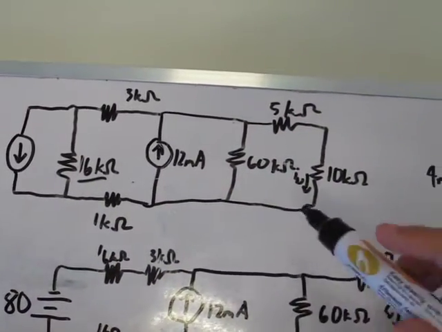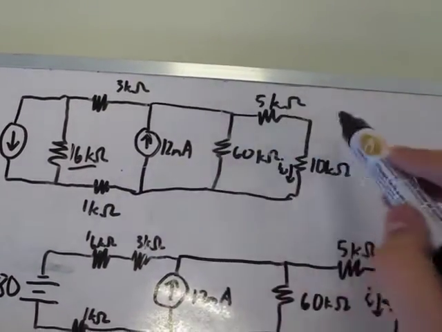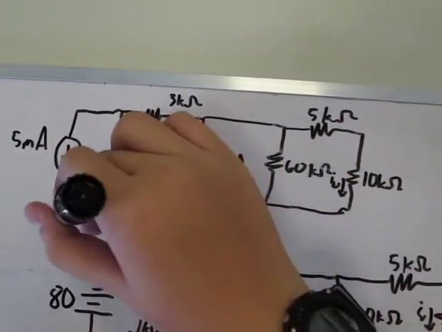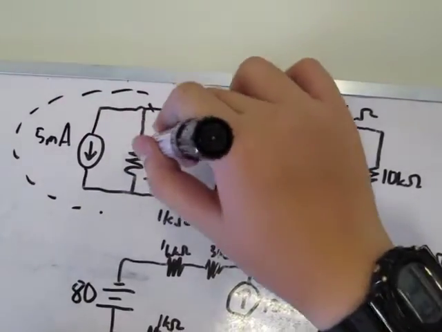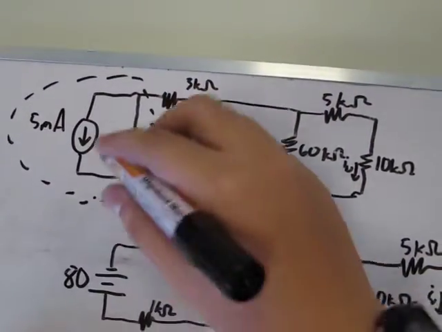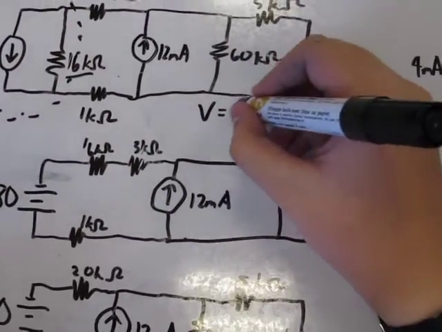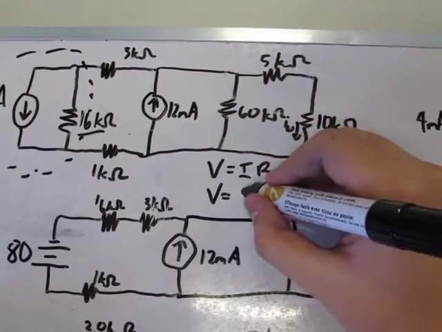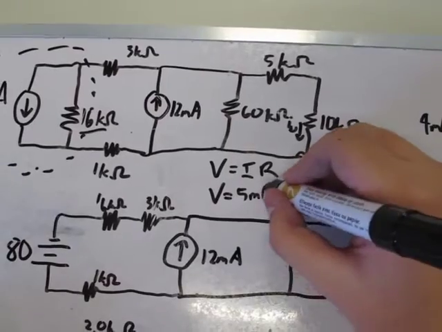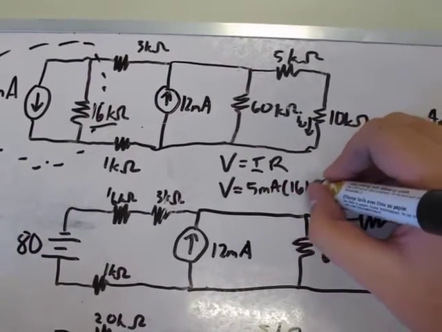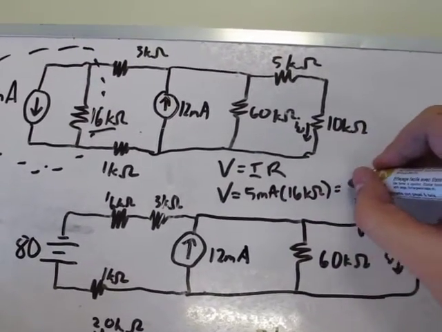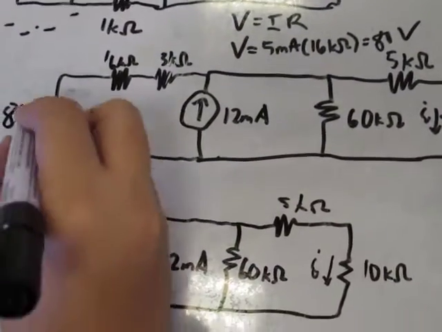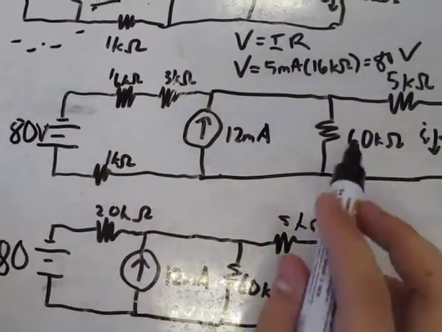Now, since there are no other resistors that can be combined, we'll again transform this current source to a voltage source using the formula V equals IR. Therefore, our voltage source will become 5 milliamperes times 16 kilo ohms equals 80 volts. So as you can see, in the next circuit, we have 80 volts.